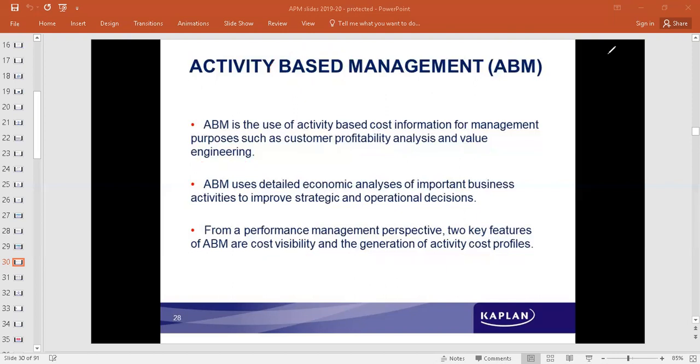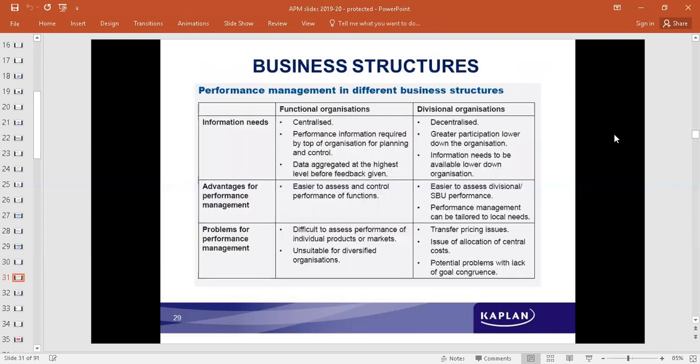Conceptually, you can be tested. Maybe you are asked to explain what is activity based management. 3 to 4 marks can be allotted for any concept which is asked as a direct question. So 3 to 4 marks can be expected.